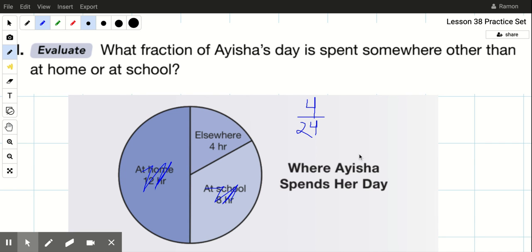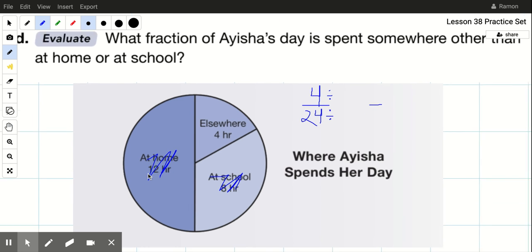Now, with all fractions, unless you're using it for something specific, you want your fraction to be simplified. So make sure that you divide by the greatest common factor. And then that'll give you your simplified fraction of where Aisha spends her day other than at home or school.